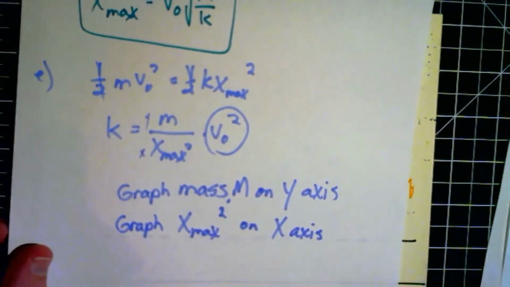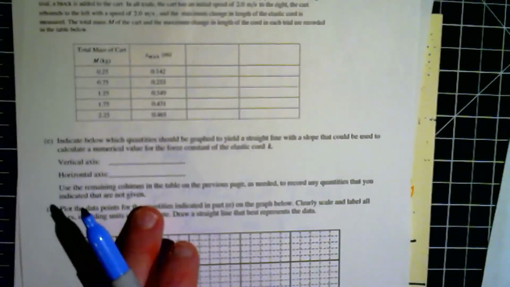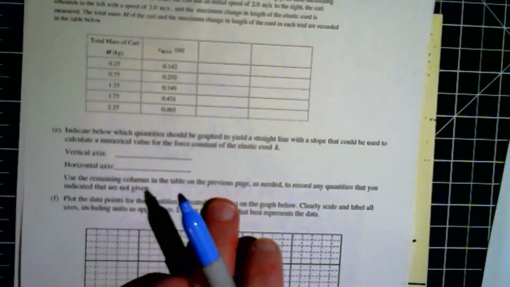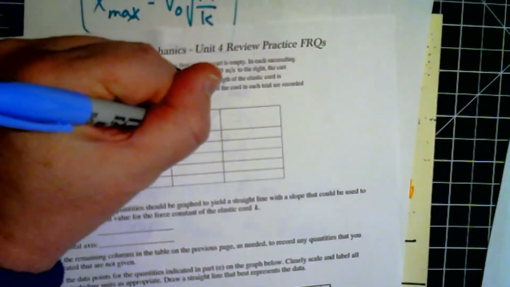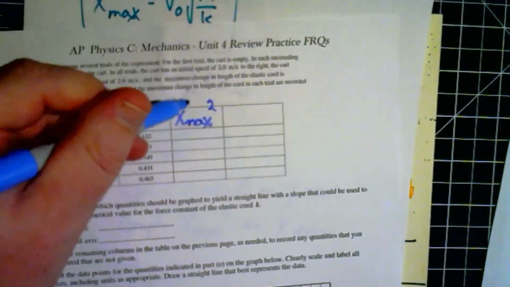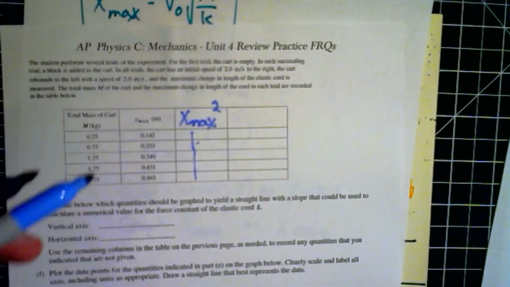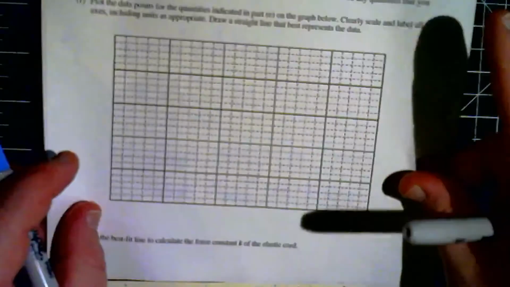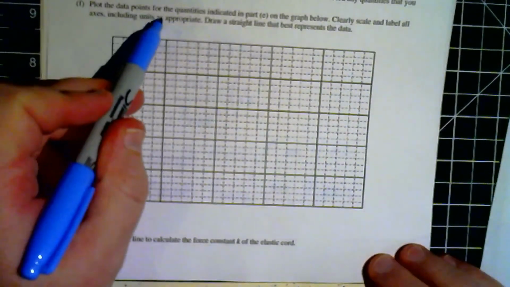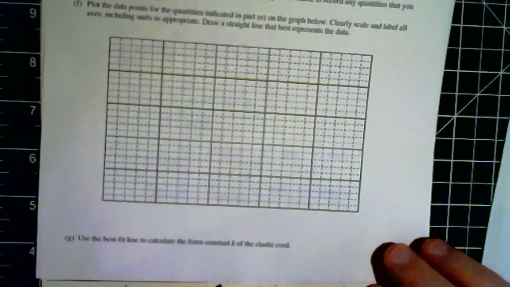All right, now it does say use the remaining columns in the table as needed to record any quantities that you are not given. So on my own, I calculated the x max squared and I wrote those down. Okay, so I just squared these terms and rewrote them. And then the next part says to plot the data points for the quantities drawn in part E. Clearly scale and label all axes, including units, as appropriate. Draw a straight line that best represents the data.